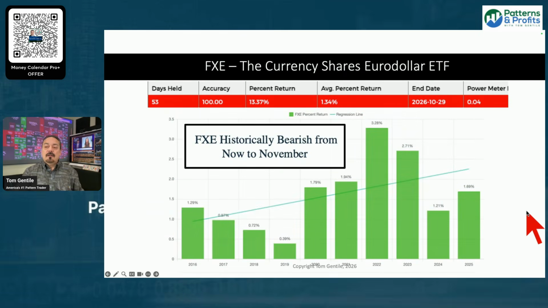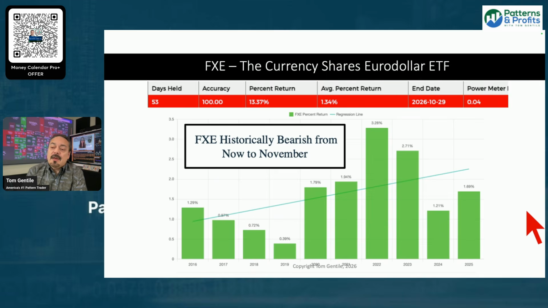FXE is the CurrencyShares Euro Trust. Okay. So the CurrencyShares Euro ETF, if it's going lower, against what? Against the US dollar, which is going higher. It's confirming what we've been talking about a couple weeks ago. If the US dollar is going higher, it's going higher against a basket of foreign currencies, one of them being the euro. So the euro is showing that in the last 10 years it has averaged almost 1.35% between now and the end of October to the beginning of November.